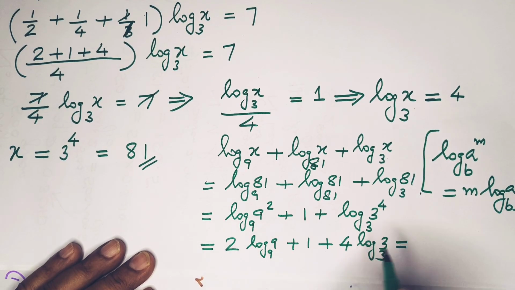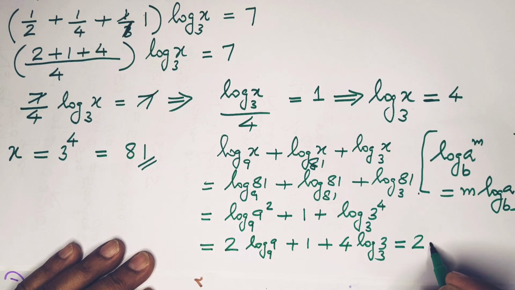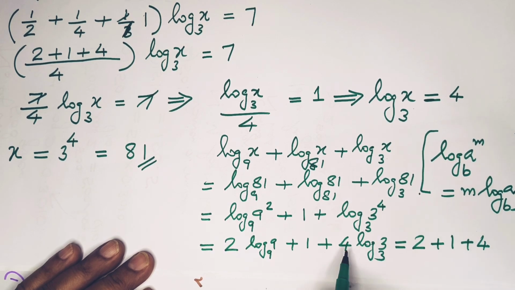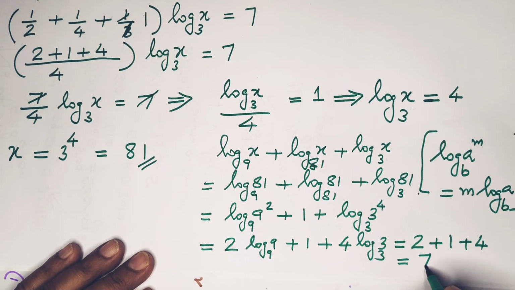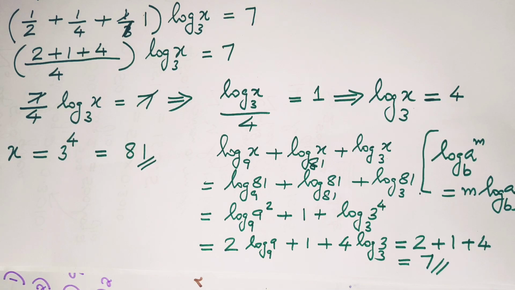Now this is 2 multiplied by 1, logarithm of 9 to the same base being 1. So 2. This 1. Again 4 multiplied by 1 because log 3 to the base 3 is 1. And this on simplification is 7. And this was the right side of the equation, showing the solution we got was correct.